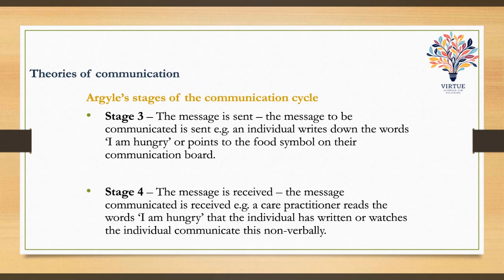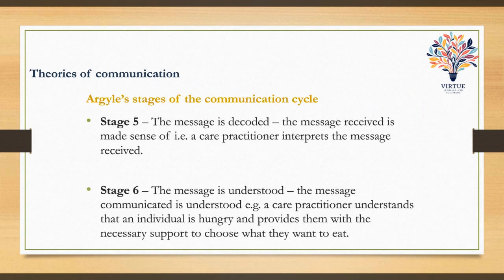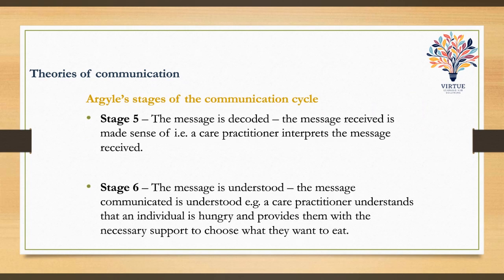The message is received, and the message is communicated once received. The fifth is the message is decoded, so the message received is made sense of and is able to be interpreted. Stage six is the message is understood, the message is communicated and understood. So, for instance, a care practitioner understands that an individual is hungry and provides them with the necessary support to choose what they want to eat.